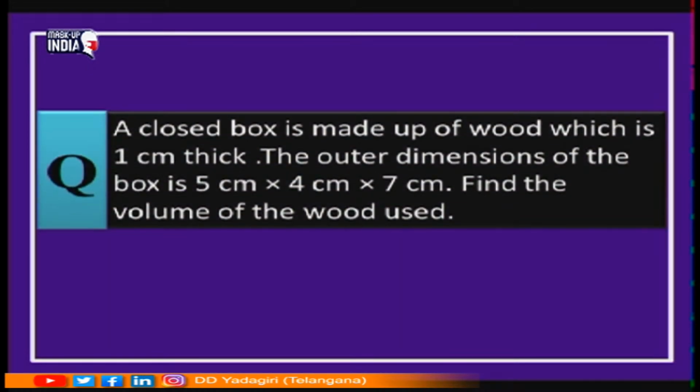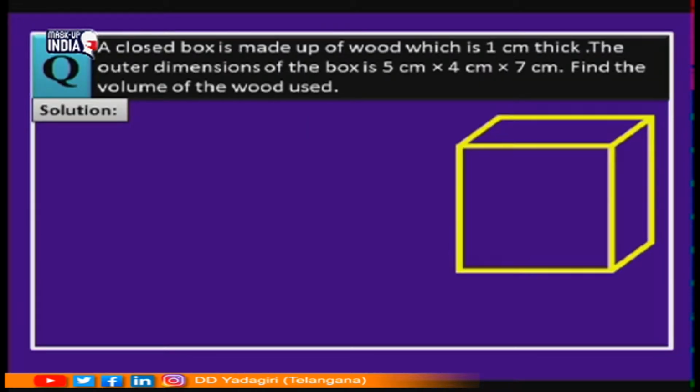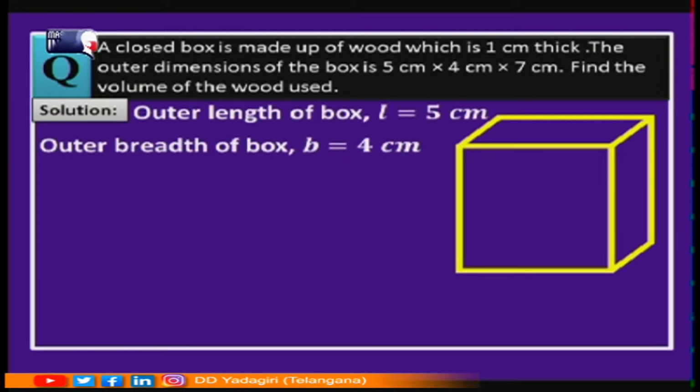That is, a closed box is made up of wood which is 1 centimeter thick. The outer dimensions of the box are 5 centimeters by 4 centimeters by 7 centimeters. Find the volume of the wood used. Let us start with the solution, children. So, children, here a wooden box is given to us, that too closed, okay, and it is having a thickness of 1 centimeter, and the outer dimensions, that is, the outer length of the box is 5 centimeters and the outer breadth is 4 centimeters, whereas the outer height of the box is 7 centimeters.